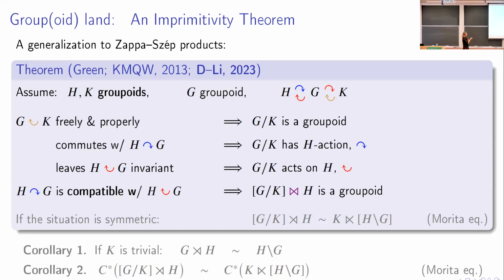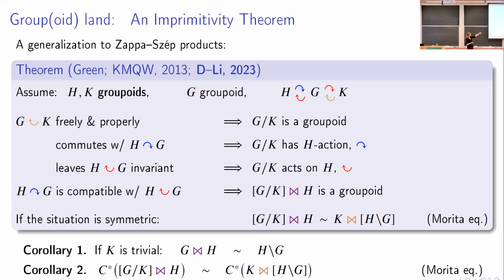Now I would like to make a groupoid. So instead of acting by homomorphisms, I need to have a compatible action. So I get this Zappa-Szép product groupoid. And if the situation is symmetric, so all the things that I asked of these actions that I mentioned here are also true for the respective other one, then I again get 2 Morita equivalent groupoids. And one more time, if I take one of the 2 groupoids, H or K, to be trivial, I see that the Zappa-Szép product is Morita equivalent to the quotient, and same, I get this C-star algebraic statement.